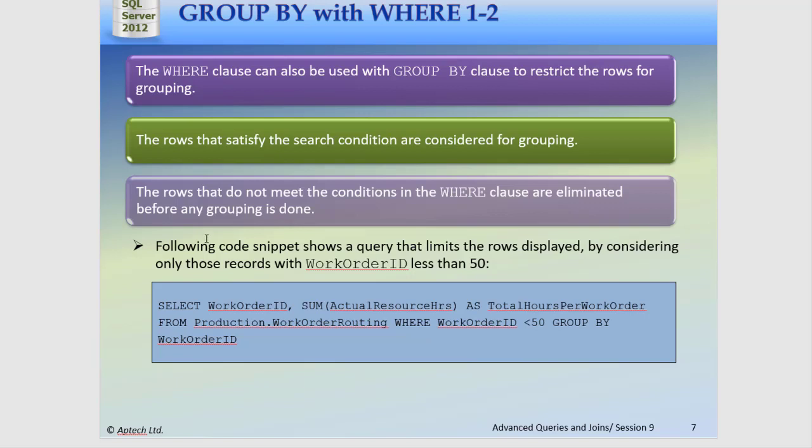The following code snippet shows a query that limits the rows displayed by considering only those records with a work order ID less than 50. So as usual, highlight, then copy and switch over to the query window.